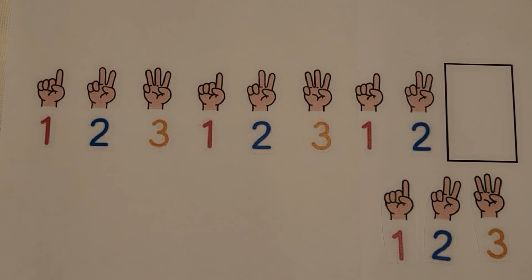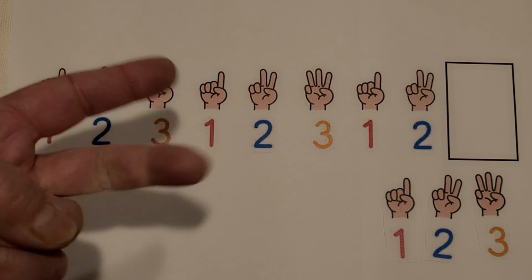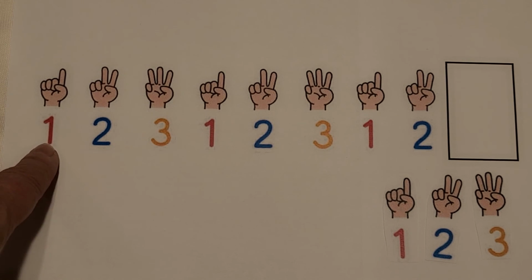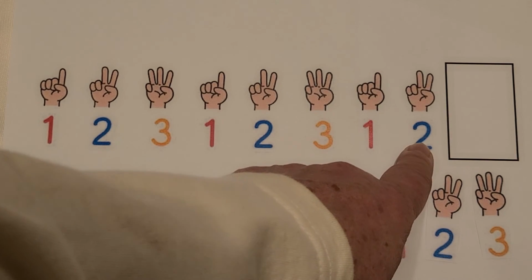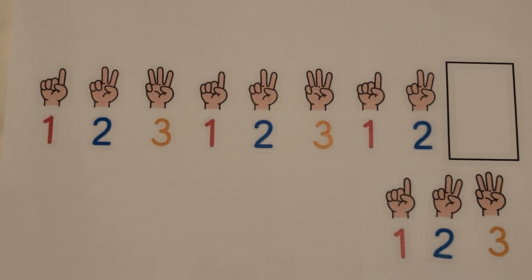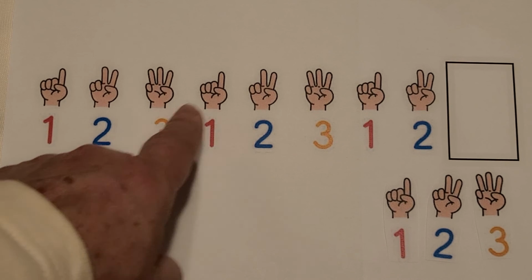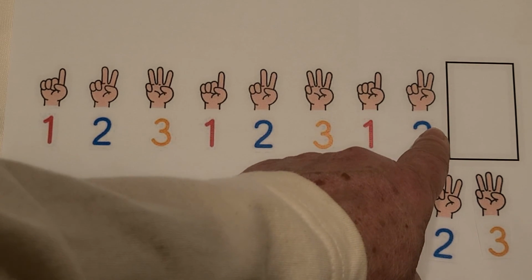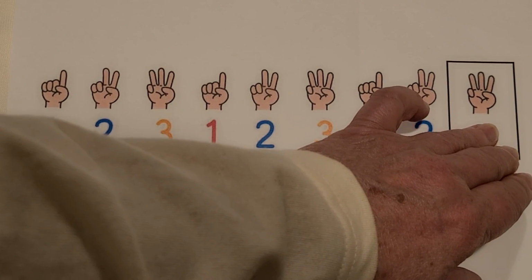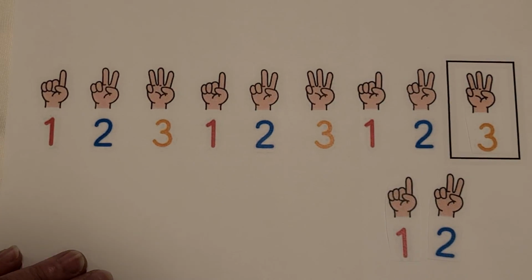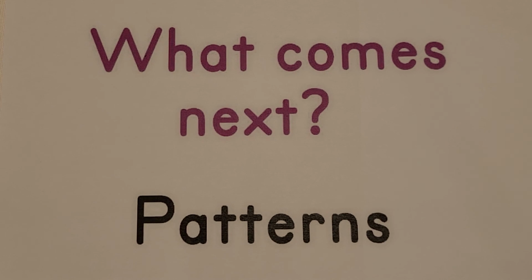Look at this pattern. We have fingers that are counting. One, two, three. One, two, three. One, two, three. One, two. What goes there? If you said three, you're correct. You got it right. Good job. The pattern is counting one, two, three, one, two, three, one, two, three. We can think of what comes next by looking at the pattern.